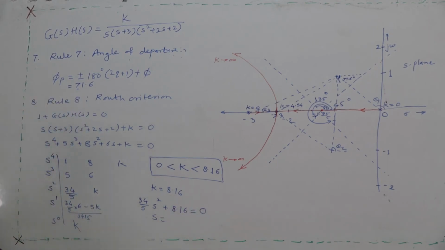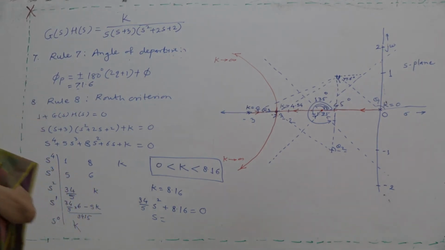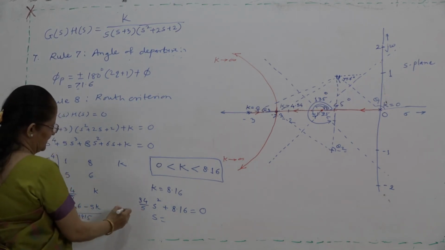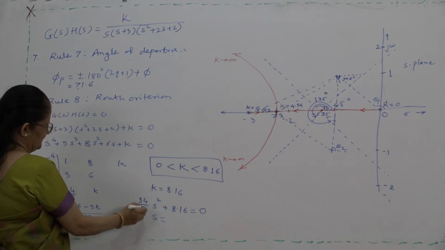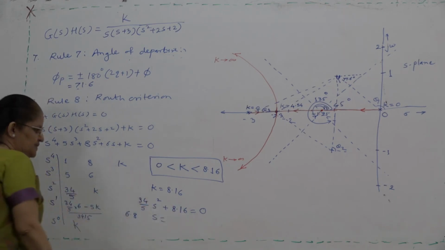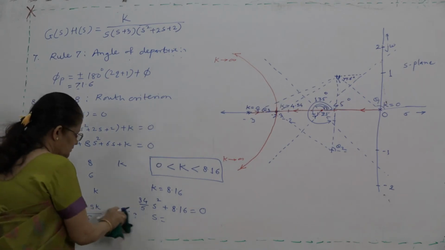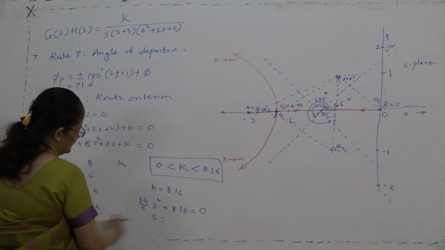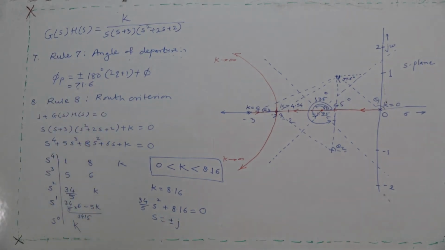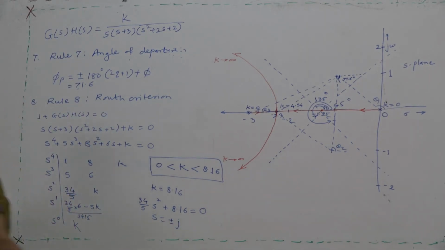So, when will the roots lie on the imaginary axis? The roots will lie on the imaginary axis when k is equal to 8.16. So, if k is equal to 8.16, you will get this row as 0. So, you have to consider the row before that, and what you will get is 34 by 5 s square plus k, that is 8.16, equal to 0. So, find out the value of s.